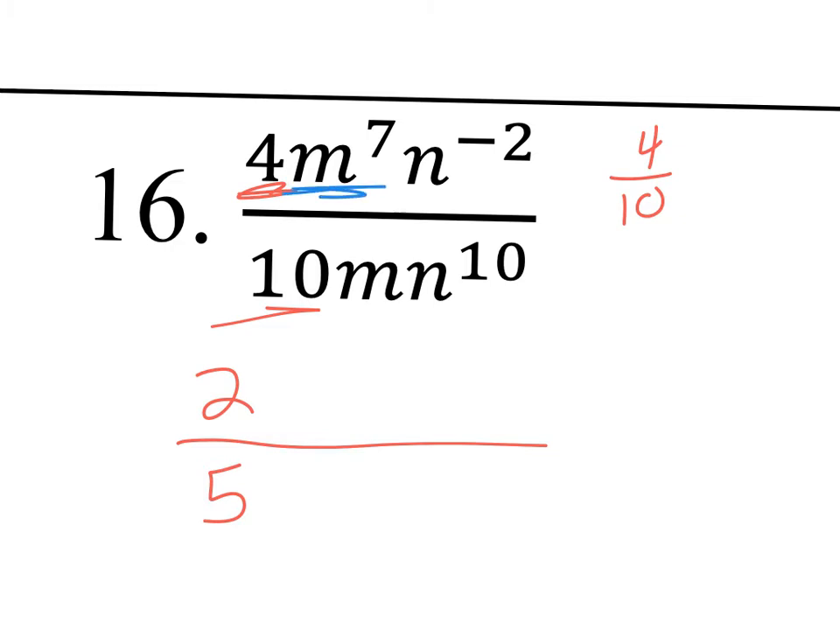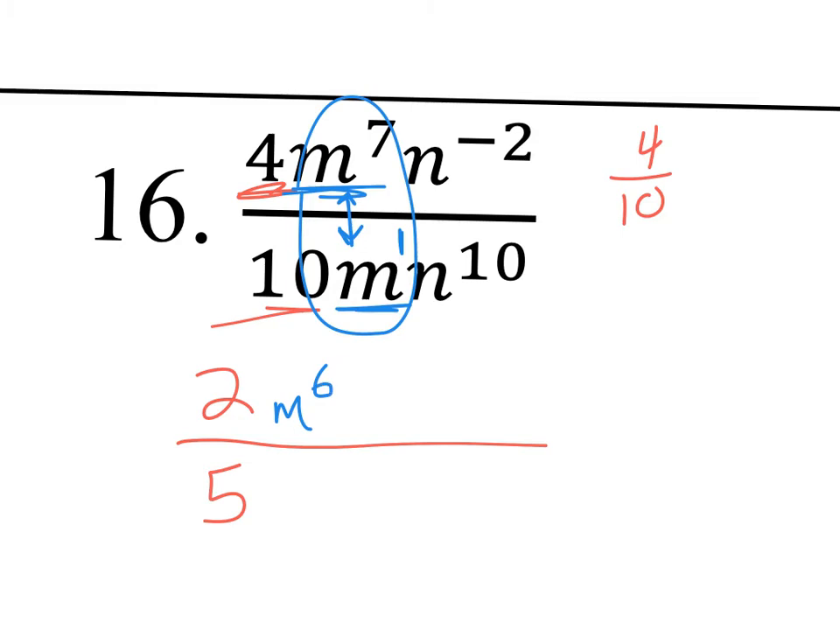Next, I key in on the m's. M to the 7th on top. I can assume it's m to the 1 on bottom. I either think about a tug-of-war game between these two, or I just think of the rule that says I subtract exponents. 7 minus 1 is 6.